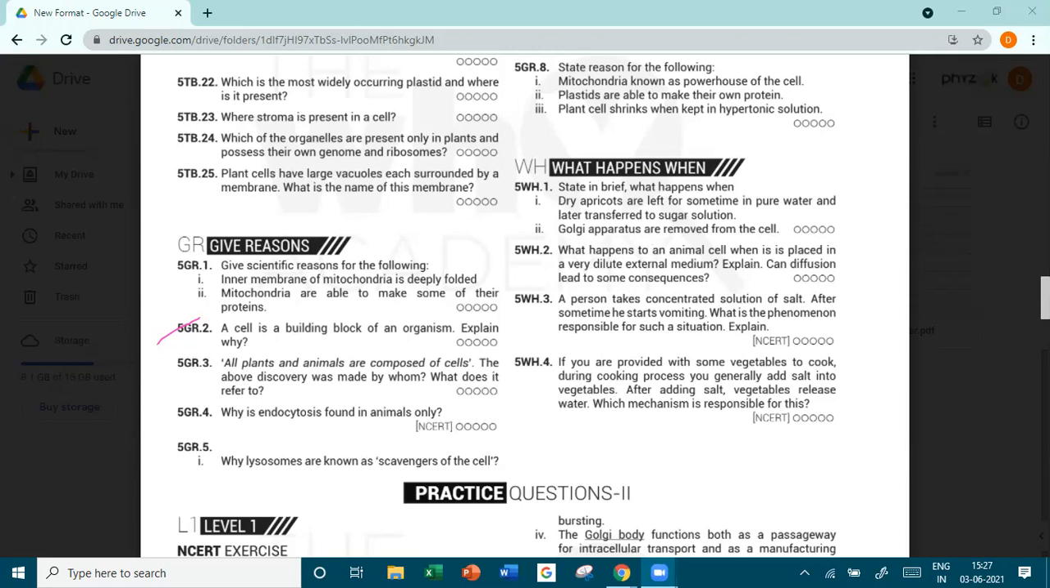So if you remember, cell is basically known as the building block, right? Why is it known as building block? Because everything is made up of cells, right? Yeah, Aryan, not to worry, I understood it was a typo. It's okay.